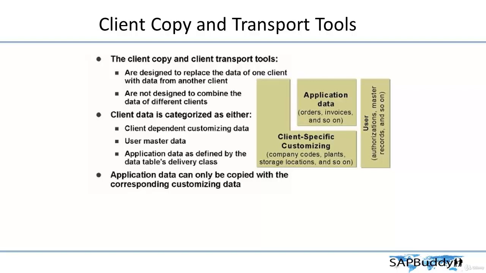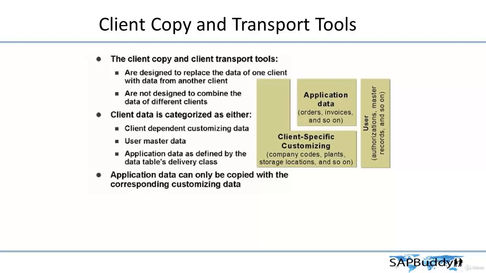We also should remember, if you copy any application data, that means when you are doing a client copy, if you are copying application data, then you need to also copy the specific customizing data as well. Meaning to say, let's say you have some transactional data, the sales order or something. If you want to copy that, of course the sales order belongs to what company code, what are the settings belonging to the company code and plant, and another customizing data which is related to this application data also needs to be copied.